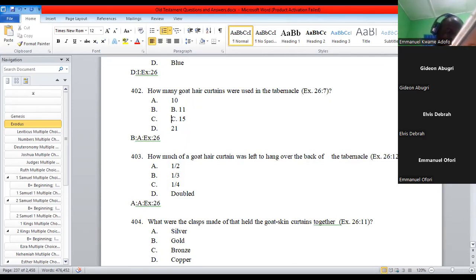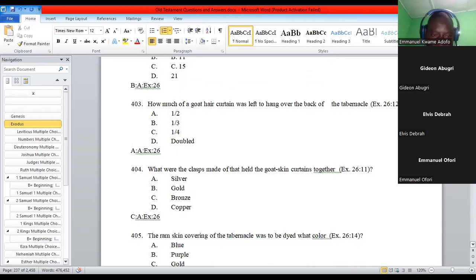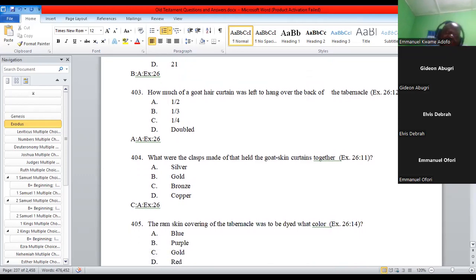What were the clamps made of that held the goat skin curtains together? It was made of what? Bronze. Okay, bronze. If you look at it, in God's building, a lot of things go into it: gold, bronze, silver, and so on.